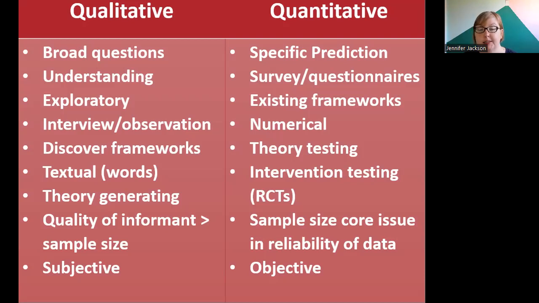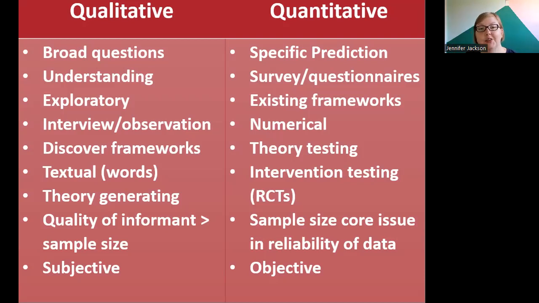They tend to be quite small studies, and the idea is not to apply to a whole population. The idea is just to understand a unique experience in great depth. So you tend to have smaller numbers of people. A quantitative study can be in the thousands. A qualitative study might be 10 to 20 people.